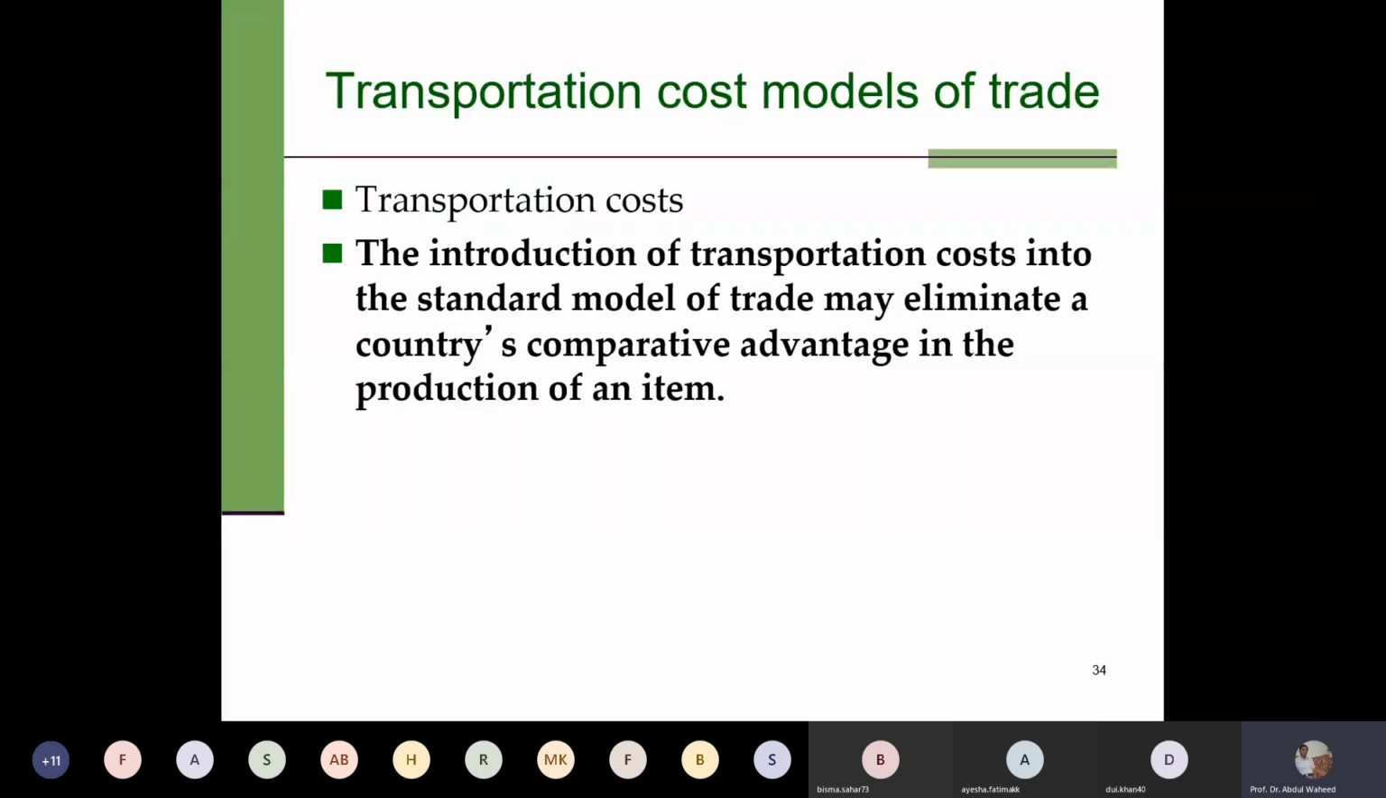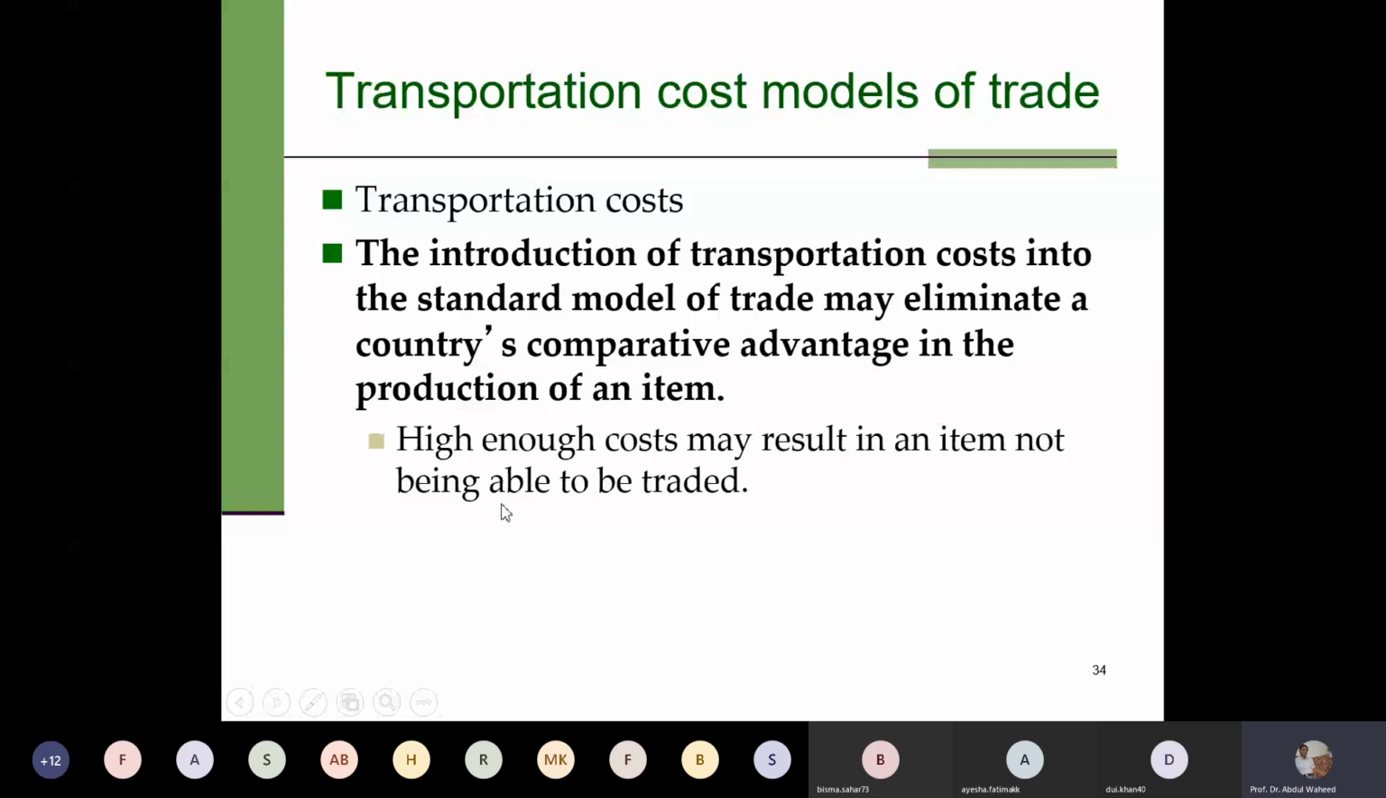But if the price in Pakistan is $100, price in United States is $150, and the transportation cost is $60, then that would become non-tradable. If you buy from here at $100 and add $60, then it will cost you $160 when the product reaches United States. But that product is already available in United States at $150, and who will buy from you? So that's why transportation costs sometimes eliminate countries' comparative advantage.